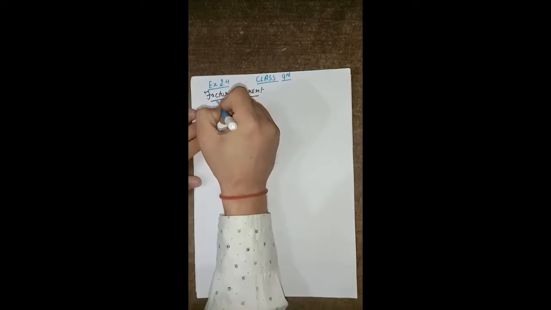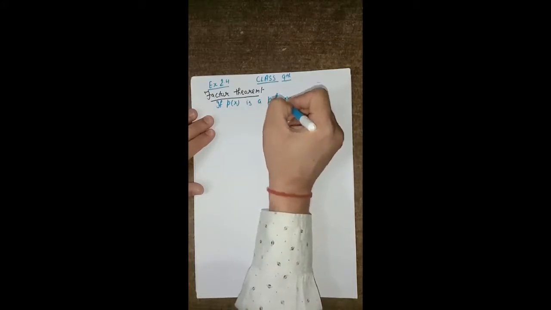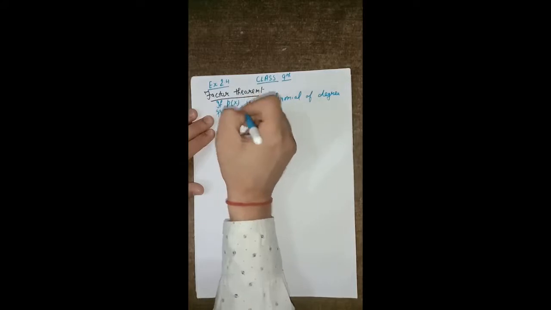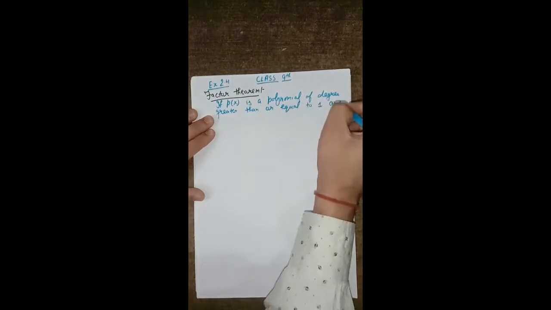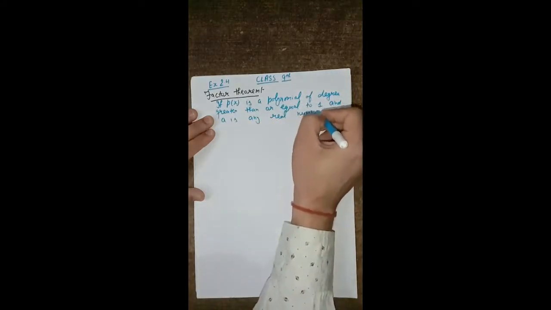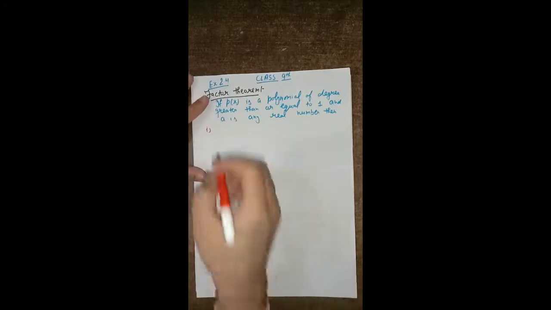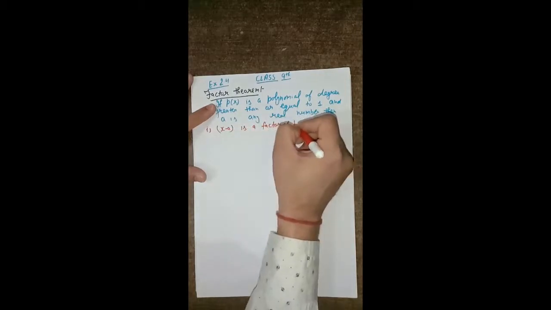The factor theorem says that if p(x) is a polynomial of degree greater than or equal to 1, and a is any real number, then x minus a is a factor of p(x).